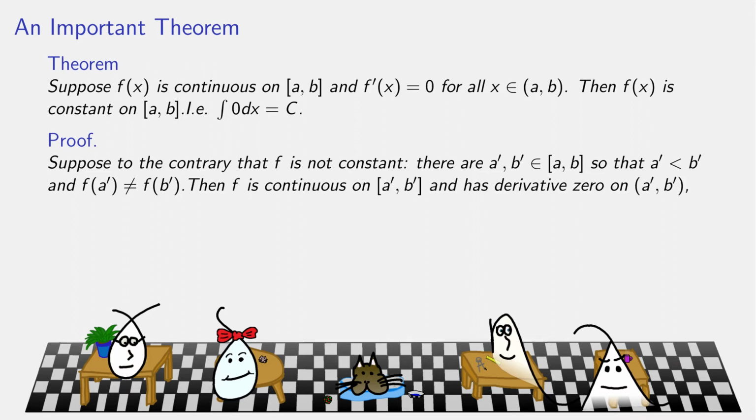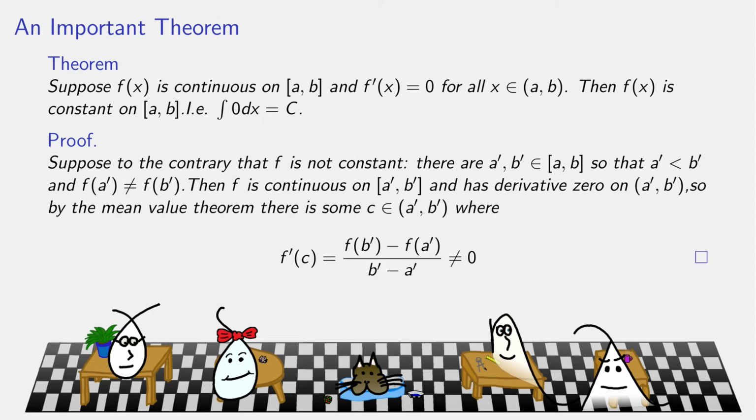So since I'm looking at a subinterval, remember the function is continuous all the way from a to b, so if I take 2 points on the interior and make a new interval, it's continuous there and has 0 derivative there. Now I can apply the mean value theorem.